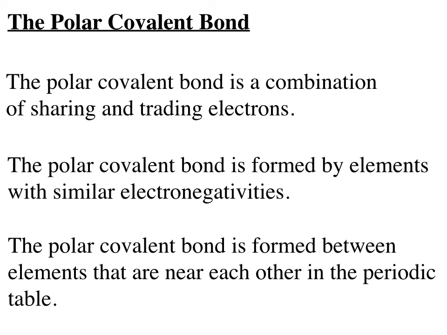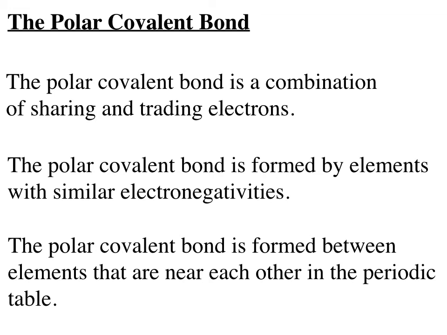Polar is the ionic part of the name, covalent is the sharing part of the name. The polar covalent bond is formed by elements that have electronegativities which are not exactly the same, however, they are not dramatically different. So polar covalent bonds are formed by elements that have what we will call similar electronegativity.